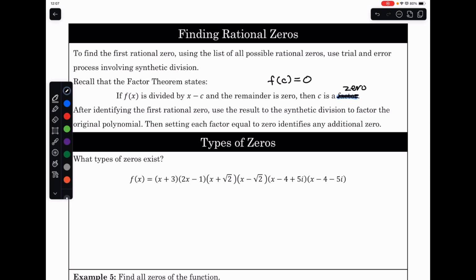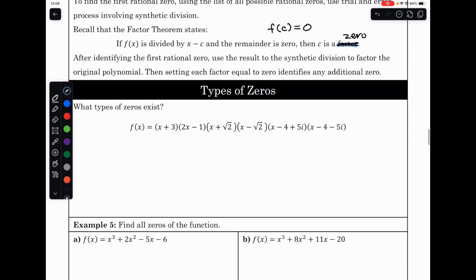Now, after identifying that first rational zero, we can use the result of that synthetic division to factor the original polynomial. Then setting each factor equal to 0 identifies any additional zeros as a result. Now, before we look at an example, let's review the types of zeros that exist.